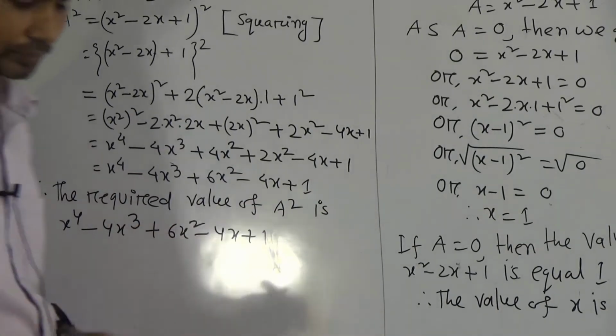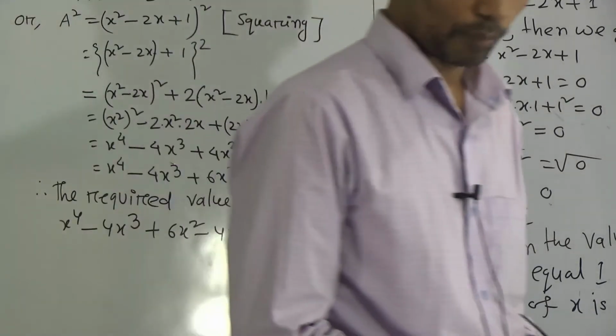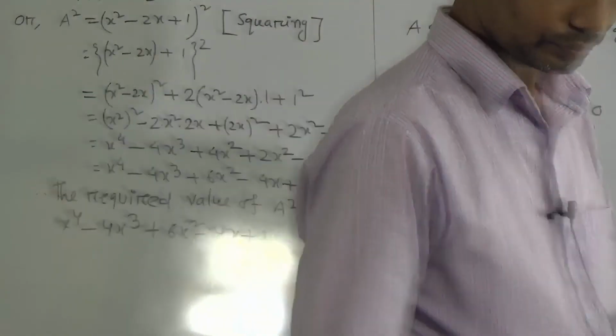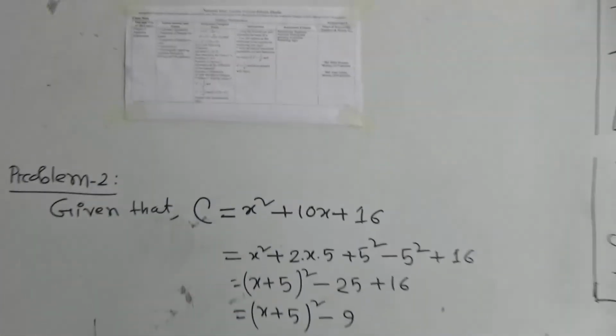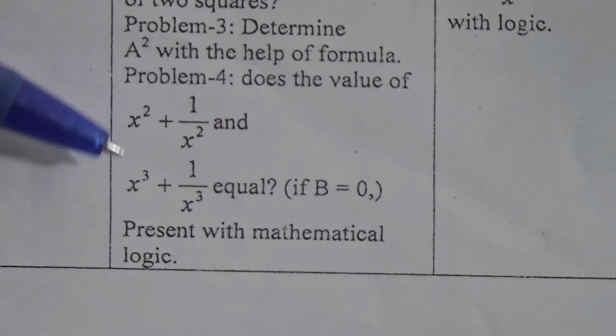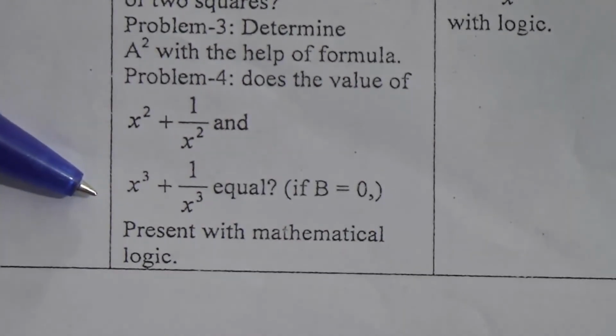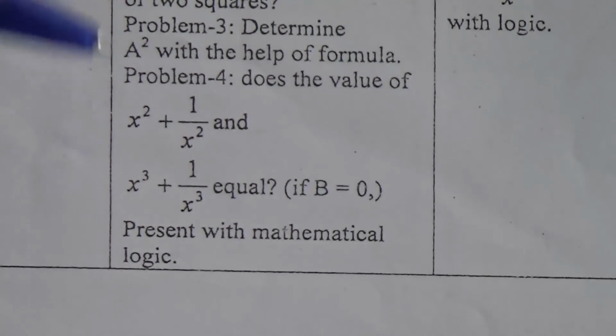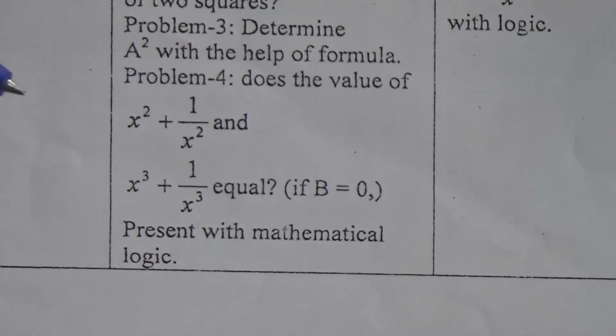Okay students. Now I will solve problem number 4. Please students look. Problem 4. This is very important. Problem 4. Does the value of x square plus 1 by x square and x cube plus 1 by x cube are equal? If b equal to 0, present with mathematical logic.